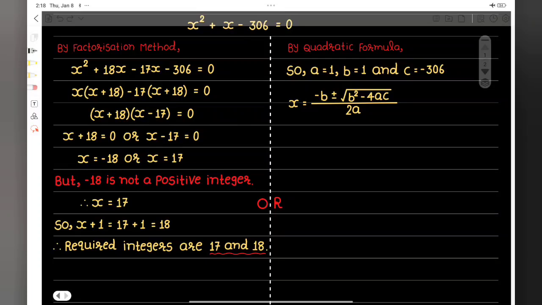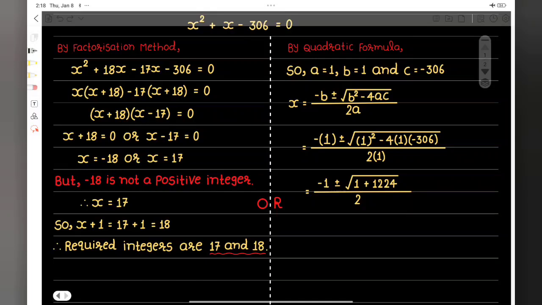Now put the value of a is equal to 1, b is equal to 1 and c is equal to minus 306 in the formula. So we will get minus 1 plus or minus root 1 square minus 4 into 1 into minus 306 upon 2 into 1. Simplify. Minus 1 plus or minus, 1 square is 1, minus minus plus, 4 into 306 is 1224, divided by 2 into 1, 2.